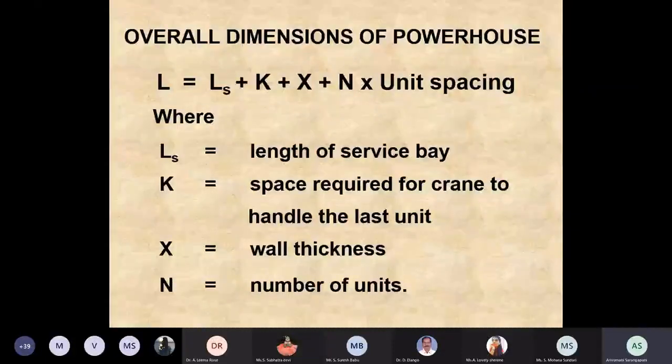Then tail race, as I told before, is nothing but the flow of water back to the river from the turbine. That is called tail race. That may be a channel or it may be a tunnel. And these two things we will use, channel or tunnel.